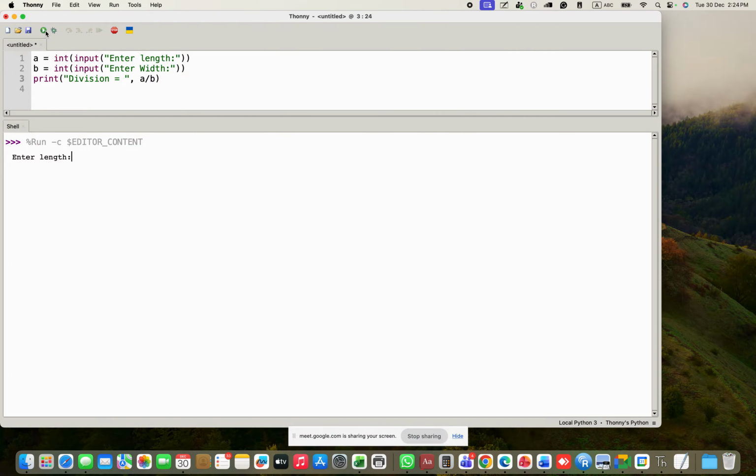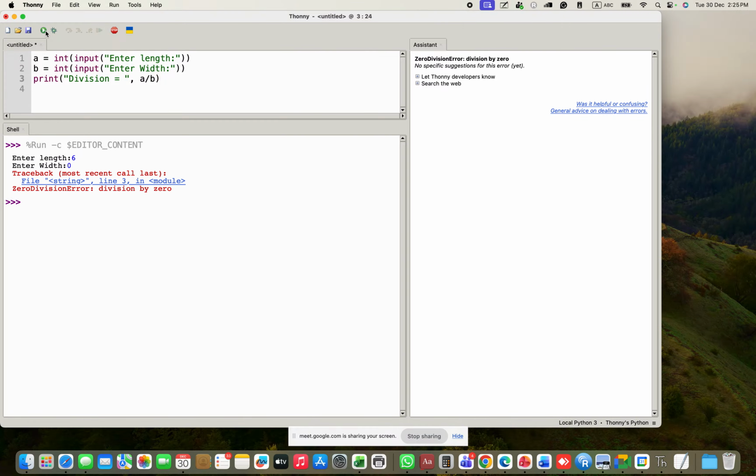Now I'll show you what the runtime error is. I'm a crazy guy. I entered 6, no problem, but I enter 0 here. It will give you a division by 0 error. That's crazy, isn't it? Everybody starts jumping up and down when you divide anything by 0, as an engineer.